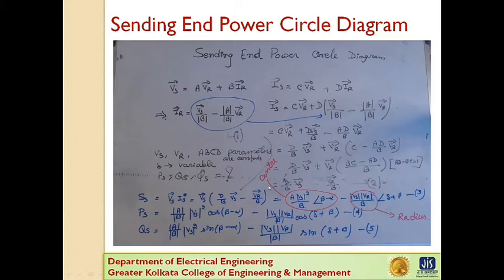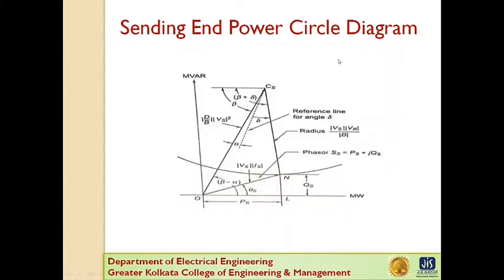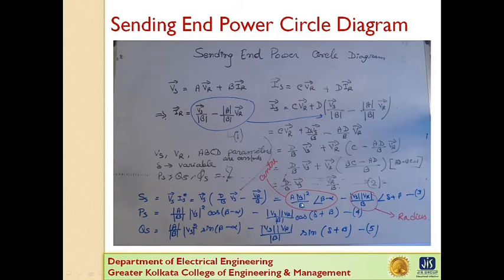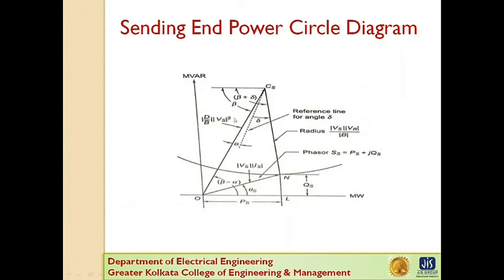Now we draw the sending end power circle diagram. So this is the center. What is the value of the center? A VS square by B, or we can write in place of A, D VS square by B. So we write D VS square by B. This is the center.